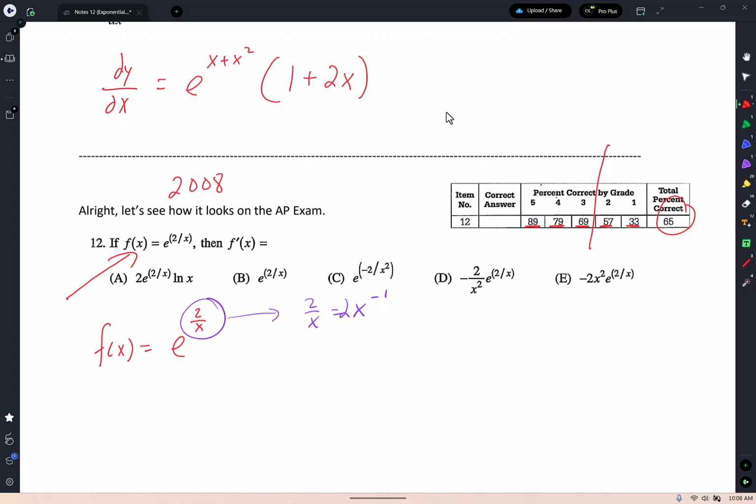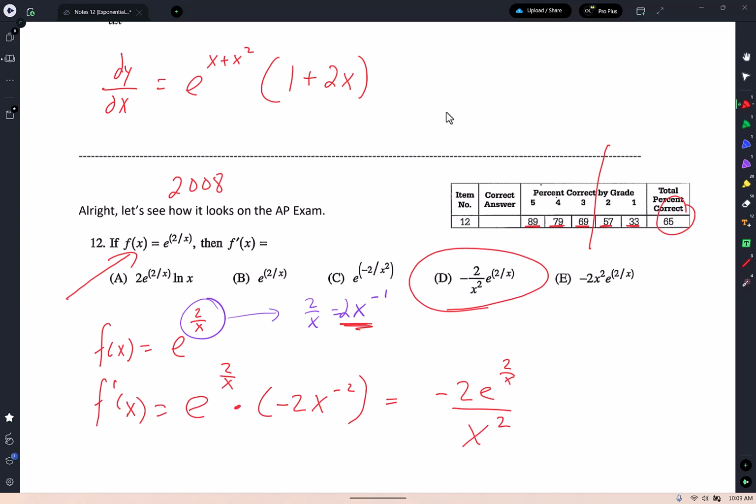You make a note that 2 over x is the same thing as 2x to the negative 1. Here we go. F prime of x equals itself, e to the 2 over x, times the derivative of 2x to the negative 1. So negative 2x to the negative 2. Let's make it look like that. The negative 2 times e, so I'm going to write negative 2e to the 2 over x. Bring that x to negative 2 down, x squared. I look for that. It looks like it is. Yay or nay? How do we feel?